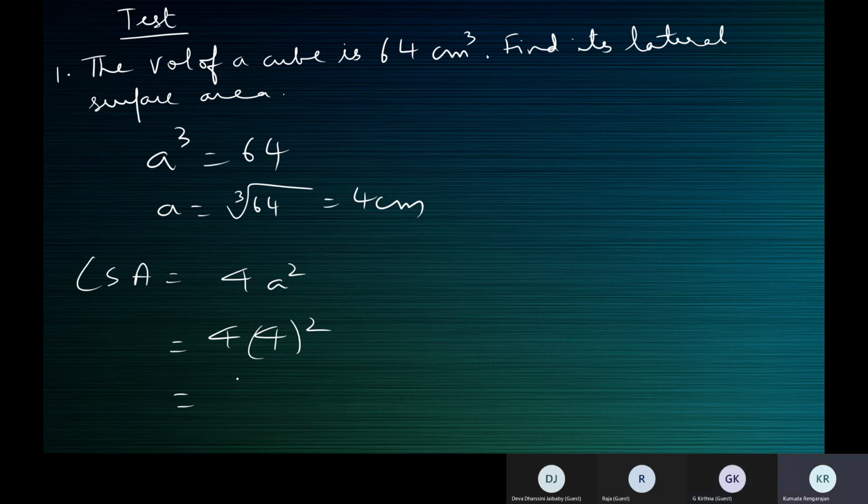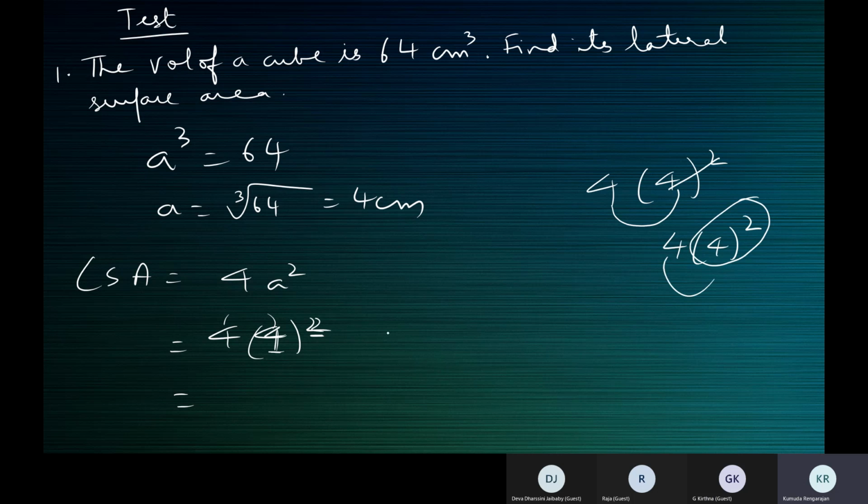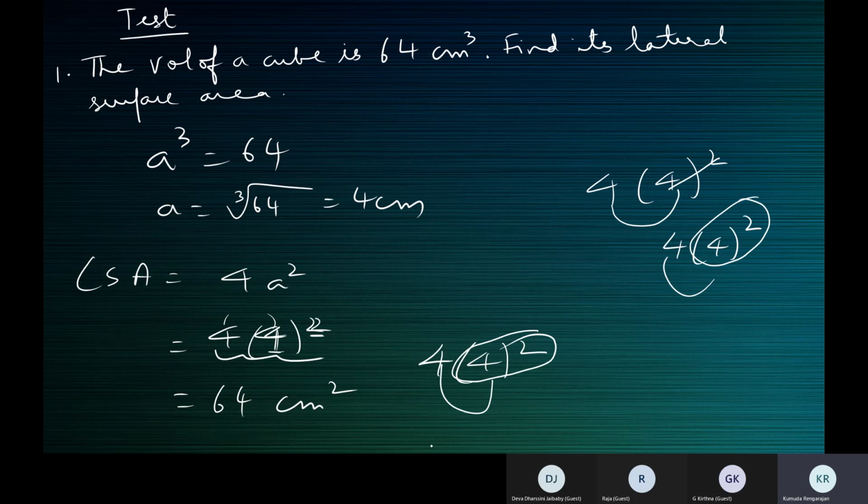How is it 16 square, Kirtana? What is 4 square? 16, ma'am. 16 into 4. The square is only for 4. 4 into 4 square. How do we simplify this? You cannot multiply 4 and 4. The square is for 4. So you need to simplify this first. What is 4 square? 16. 16 into 4 is 64. So it is 64 centimeter square. You're right, but the last part. To simplify 4 into 4 square, 4 square should be simplified first. 16 into 4 is 64 centimeter square. You're right, Kirtana. Very good. So first you need to find the edge of the cube and then the lateral surface area.